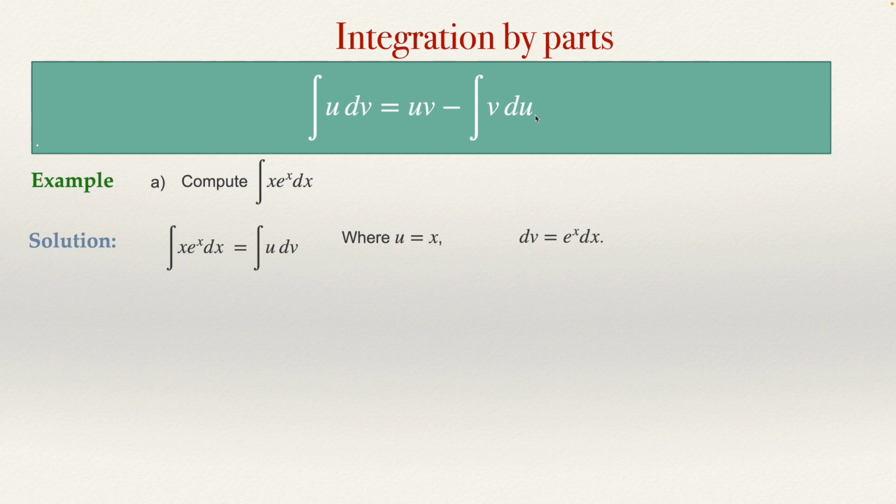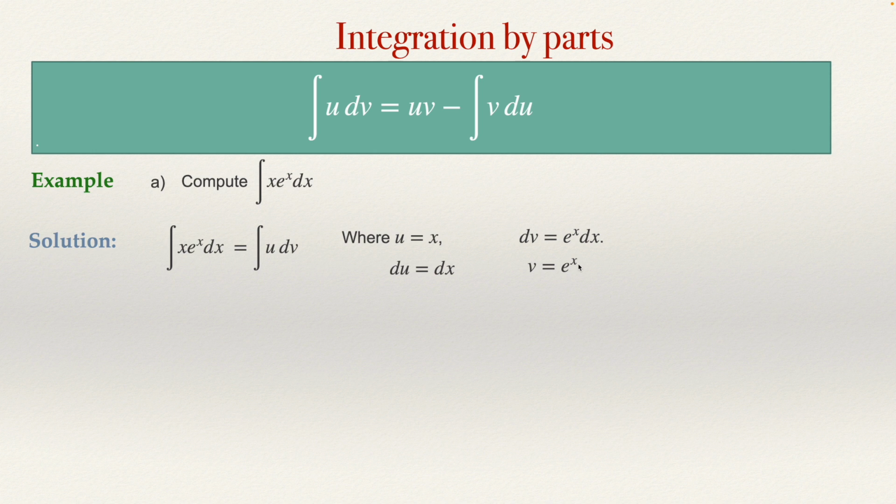Observe that we need to know what is du. So if u equals x, then du, the differential of u, will be the differential of x, obviously. So du equals dx. And also, if dv equals e to the x dx, to know v we need to get the integral. And I know that the integral of e to the power x is equal to e to the power x. This is one of the rules of integration. So I'm going to say that v equals e to the power x.